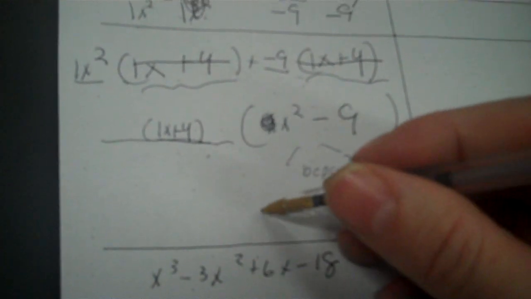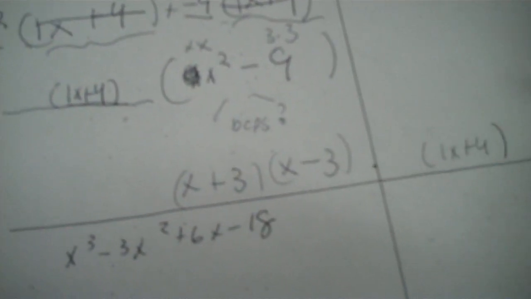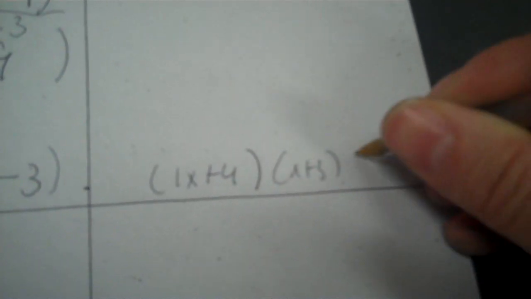But this still has an x to the second, so there's a potential for that to have DOPS. Okay, so be looking for that. So that's x, x, and that's 3, 3. The minus makes it a traditional DOPS where I don't have to use the i's. So I put x plus 3, x minus 3. Okay.